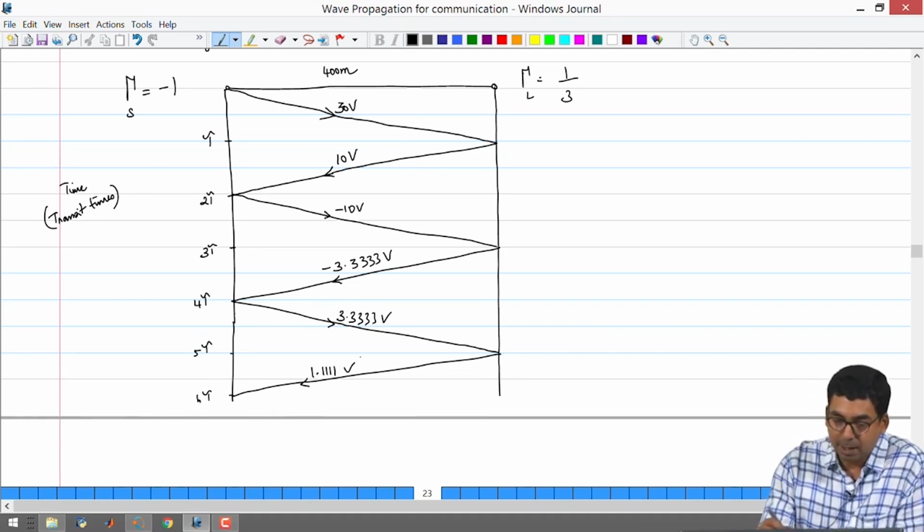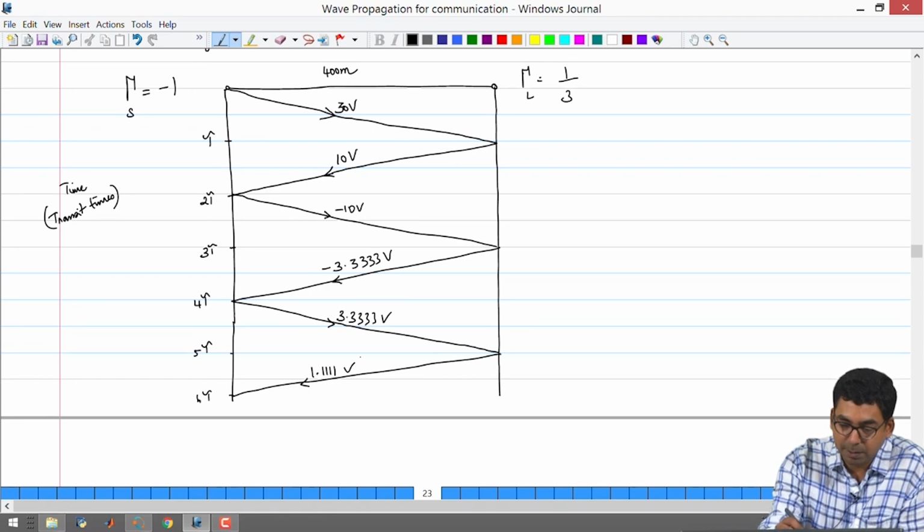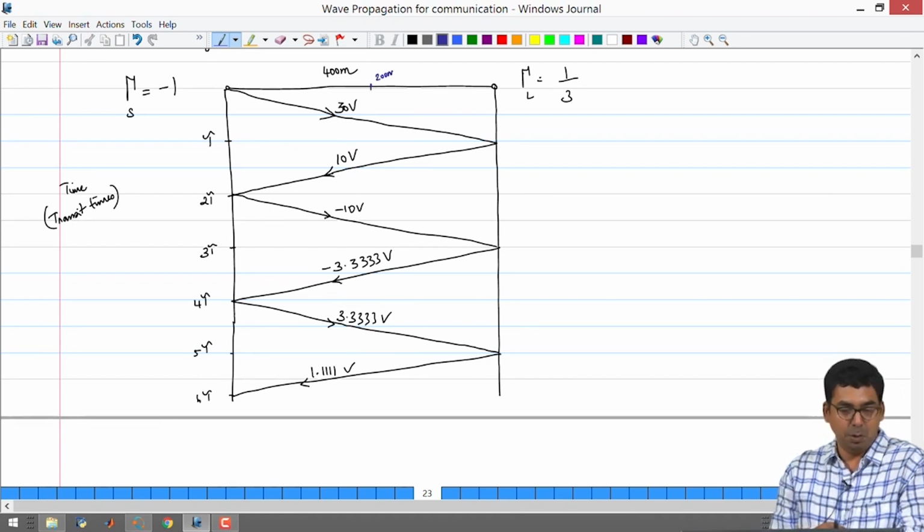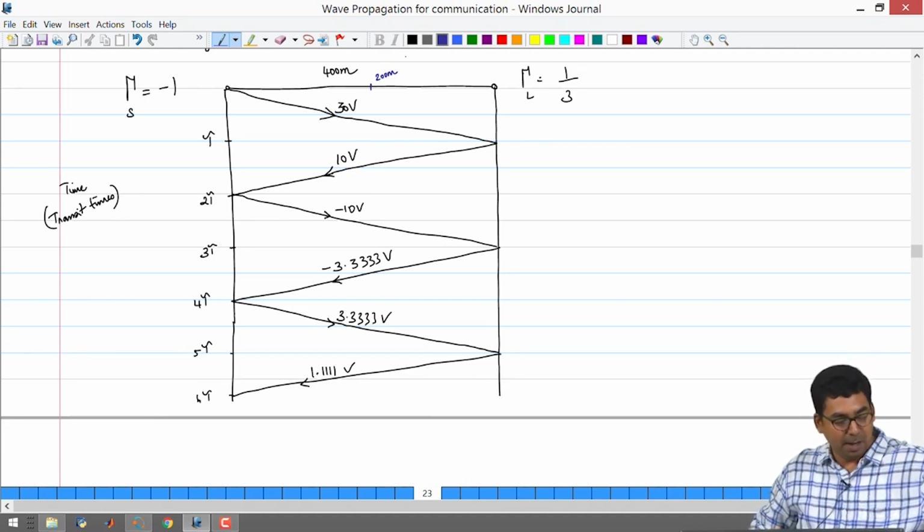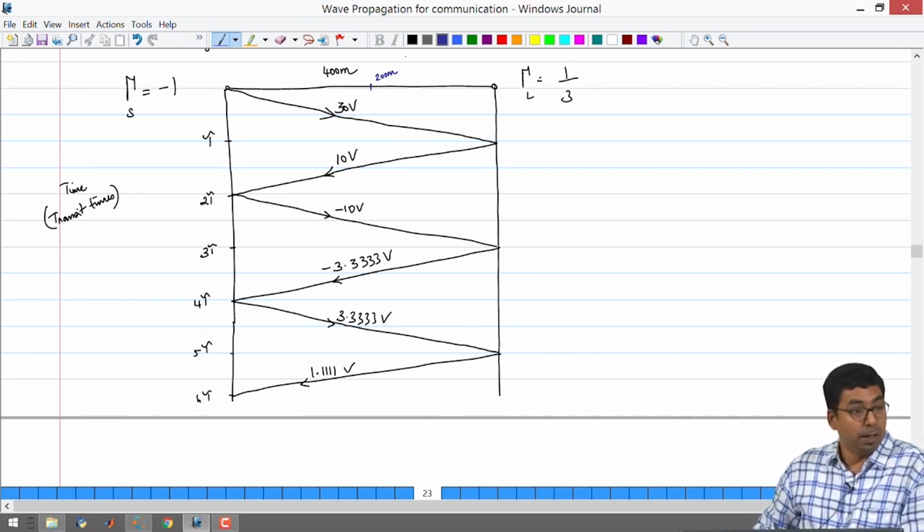You can also ask a question actually. You can say that at a position 200 meters from the source, which happens to be the midpoint of this transmission line, the question can be asked: let's say that after 2 transit times, what's the value of the voltage? Or you could be asked at the position 300 meters, how does the voltage change with respect to time? Okay. These are the questions that can be asked.